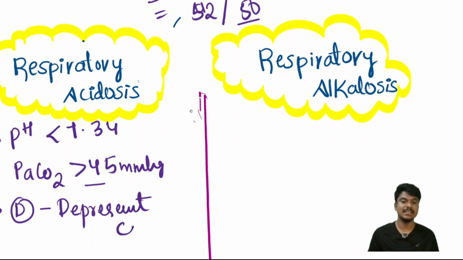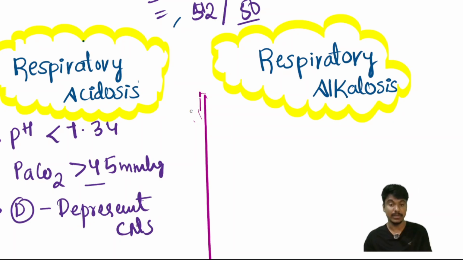Depressants means CNS depressants. If you're giving drugs like morphine, propofol, midazolam, or fentanyl, what will happen is they will suppress your CNS, the central nervous system. So there will be hypoventilation. Hypoventilation means the person will have more CO2 retention.